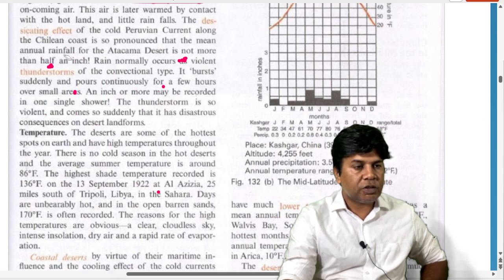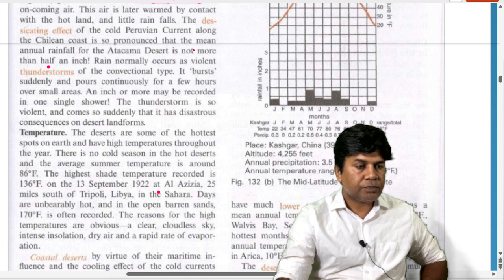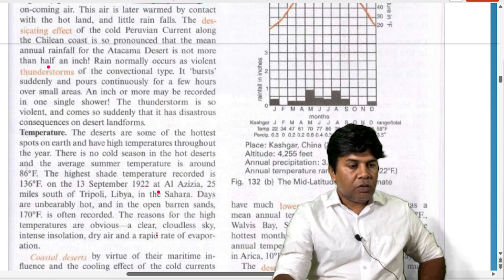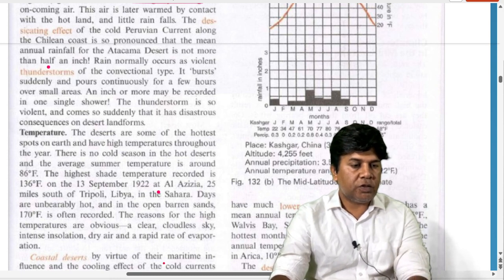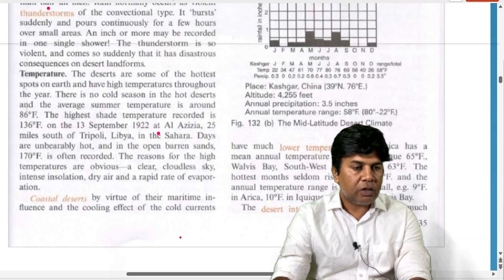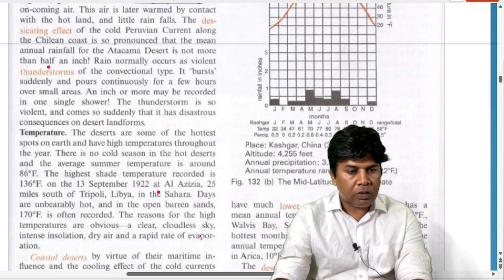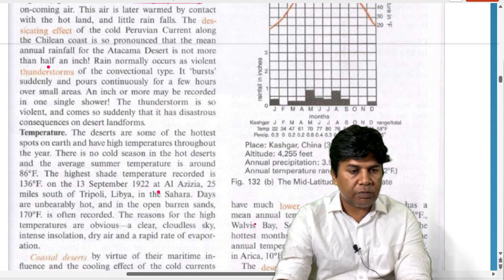So here, because of high evaporation, the humidity actually increases, and that's why it may act as a blanket for the surface. Now, the coastal deserts, by virtue of their maritime influence and the cooling effect of cold currents, have a much lower temperature. For example, Arica has a mean annual temperature of 6 degree.